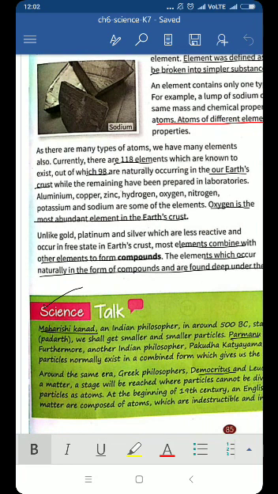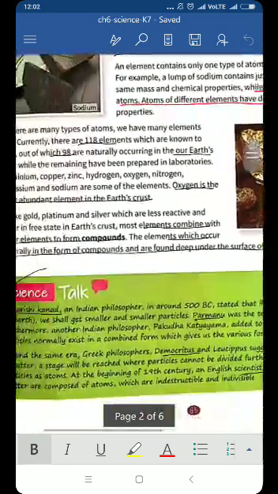Next is compounds and minerals. Compounds are defined as when an element combines with another element, it forms a compound. While minerals are the elements which are found naturally deep under the earth's surface in the form of compounds, and that is known as minerals.